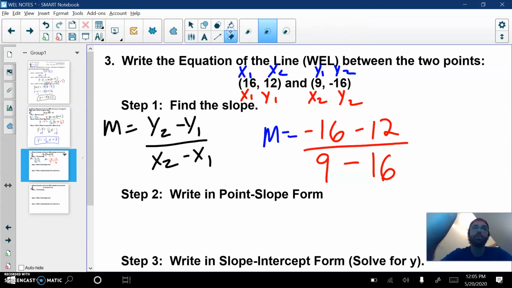Remember that every single point is x comma y.